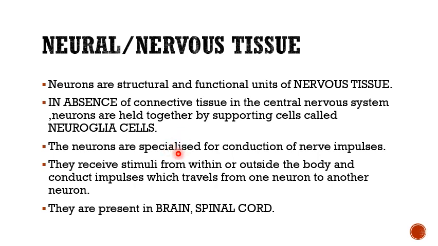Neurons are specialized for the conduction of nerve impulses, meaning messages. They receive stimuli from within or outside the body. Stimuli means any action, and they conduct impulses which travel from one neuron to another. They are present in the brain and spinal cord, which are parts of the nervous system.